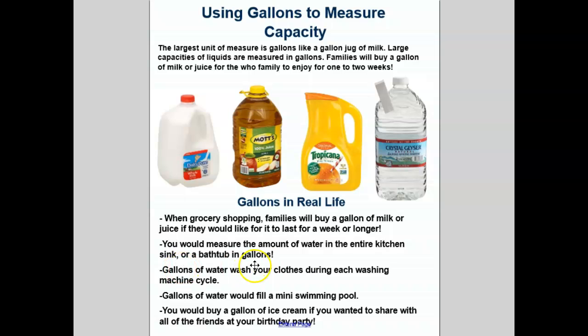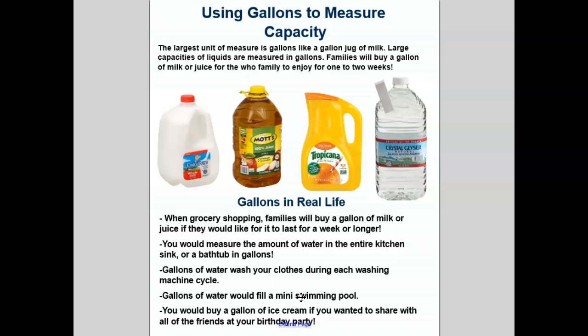You would measure the amount of water in the kitchen sink or a bathtub in gallons. Gallons of water wash your clothes during each washing machine cycle. Gallons of water would fill a mini swimming pool or even a large swimming pool. And if you were having a birthday party with multiple friends, you would want to buy a gallon of ice cream so that each person there could have an amount.